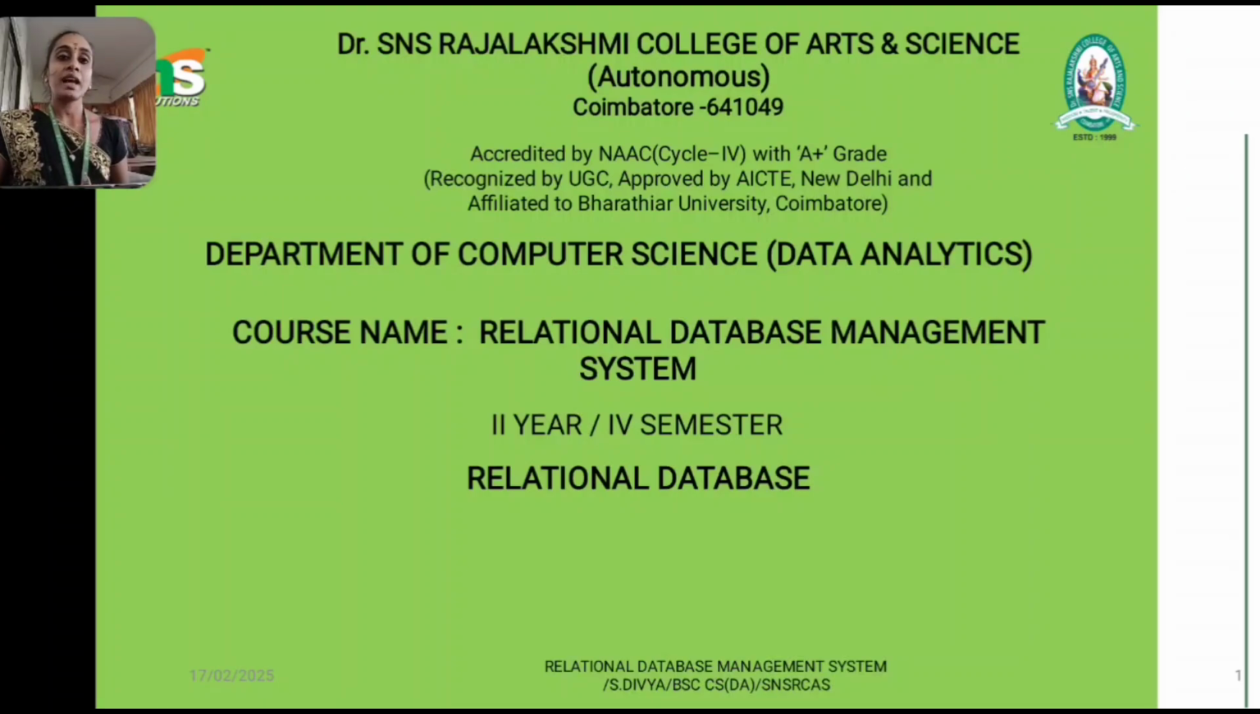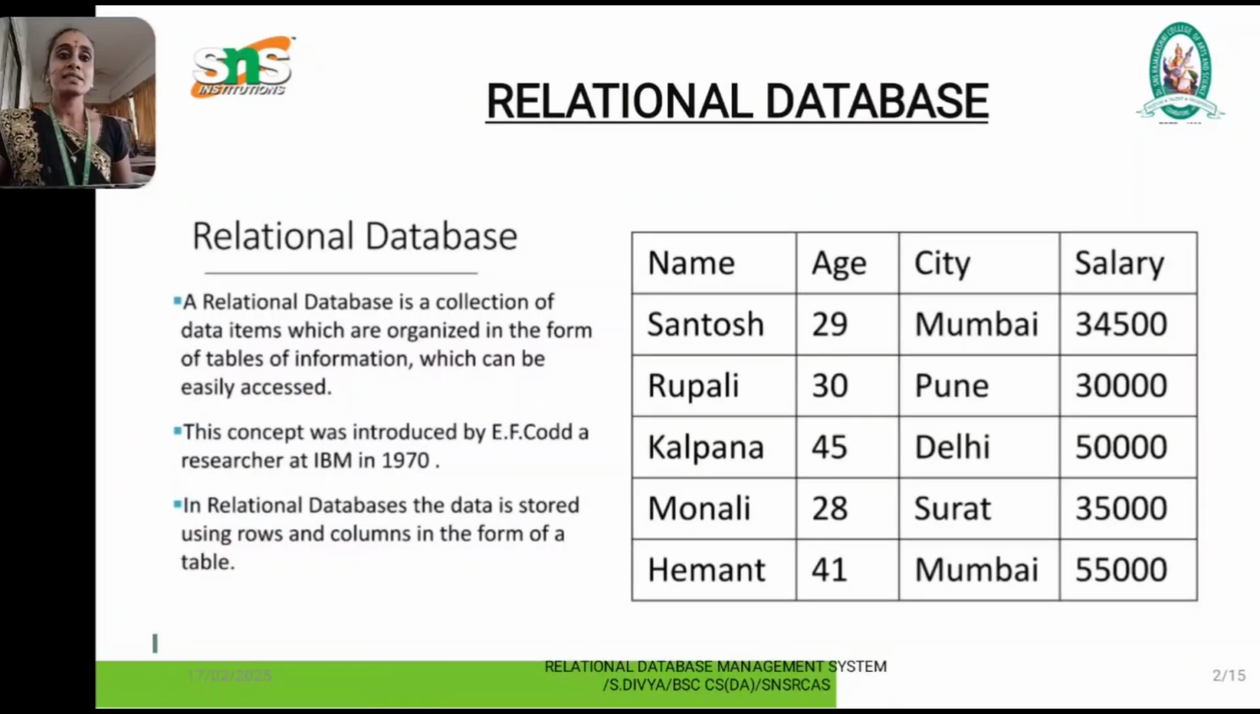So in today's class, we are going to see about Relational Database Management System concepts. In the first slide, we just make an introduction about relational database. Normally the relational database is a collection of data items organized in the form of tabular columns, which is called a relational database, for the purpose of easy access. This concept was first introduced by IBM in the year 1970.